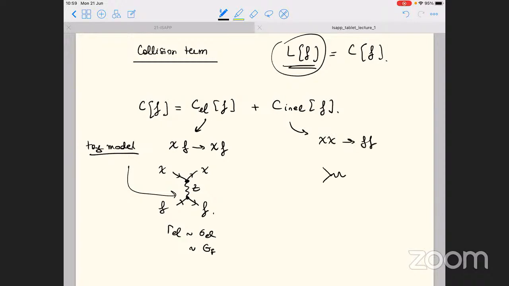So this is chi-chi. That would go to fermion through the exchange of a Z. Let me first focus on this part, the part of elastic collision. And just to remind you, or if you were not aware of it, be careful. This is an important part of the story.